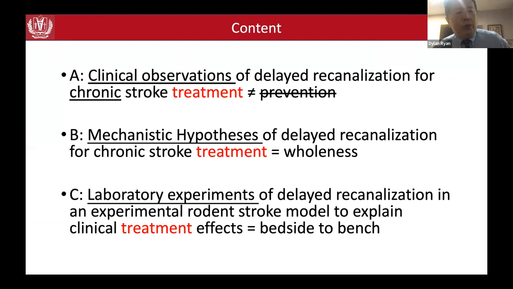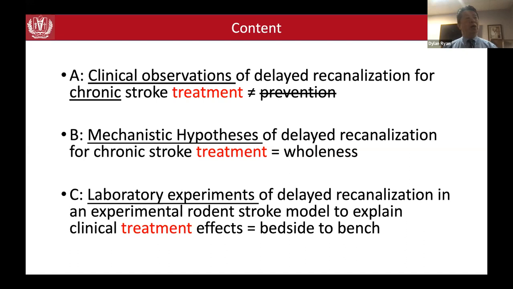I will talk about three things. First, clinical observations of delayed recanalization for stroke treatment. I want to emphasize, this is not prevention. I recall Henry Barnett many years ago did a clinical trial, saying okay, we are going to reopen the vessel to prevent the next stroke. I think that was totally misleading, and we don't do that anymore. But I want to say, you can correct me, this is not prevention. We are going to make a difference by doing delayed recanalization.